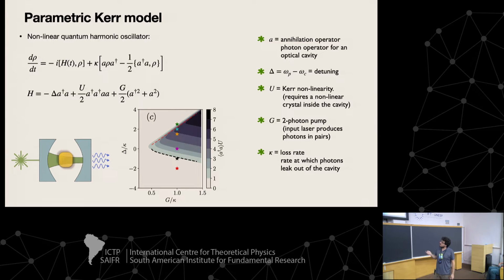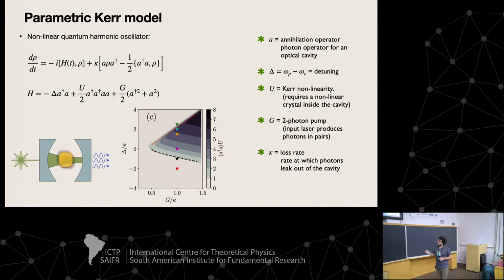What I'm plotting is the photon number, just the average A dagger A inside your cavity, as a function of these two parameters, delta and G, with a fixed U and a fixed kappa. And what you see is that there are two phases. There is this inactive phase where the cavity is nearly empty, there are no photons in there. And then an active phase where the number of photons becomes very large.